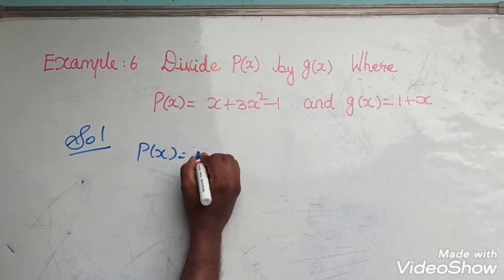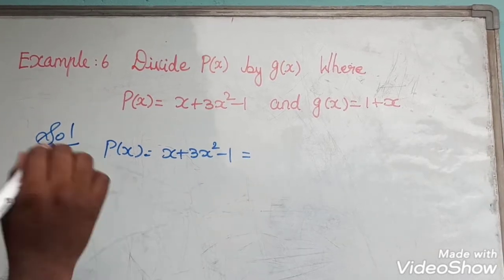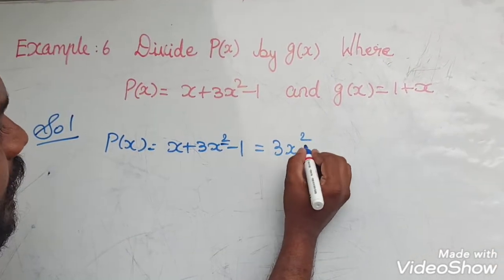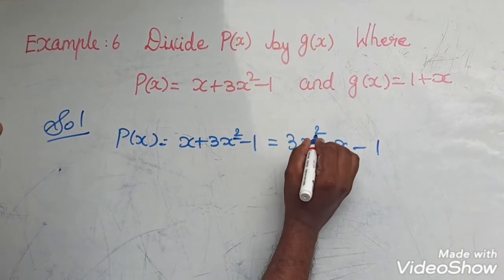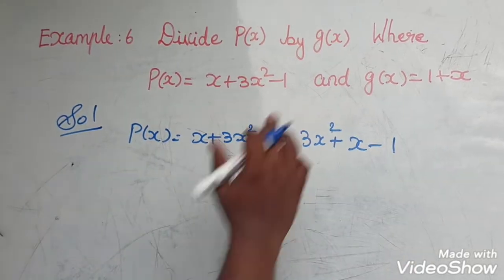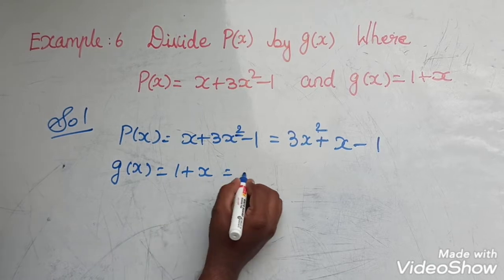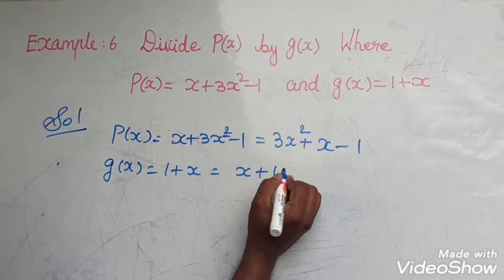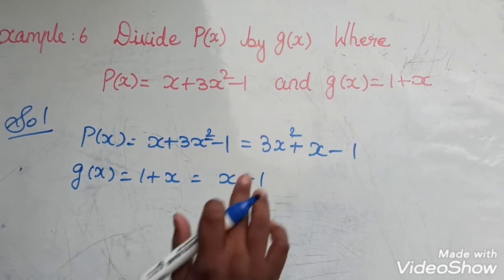This is not in order: x plus 3x square minus 1. I write it in order on the basis of the degree, the exponent. So 3x square plus x minus 1, and you check it. Here power 2 is there, power 1, and then power 0. So all the exponents are present. In the same way, g of x, which is 1 plus x, I write in order as x plus 1. Here the exponent is 1, and next there is no variable since the exponent is 0. No term is missing.